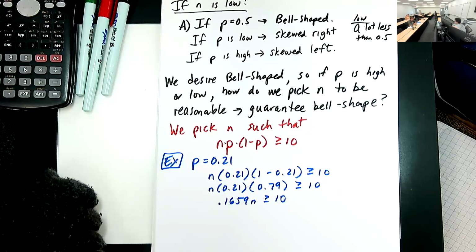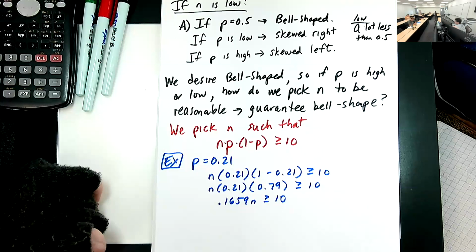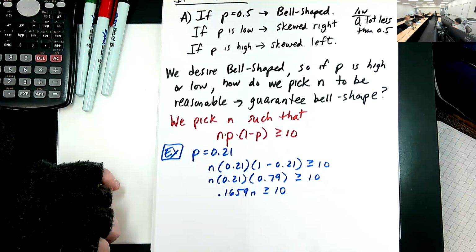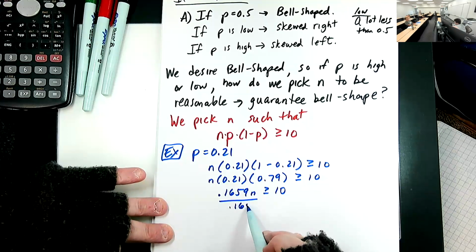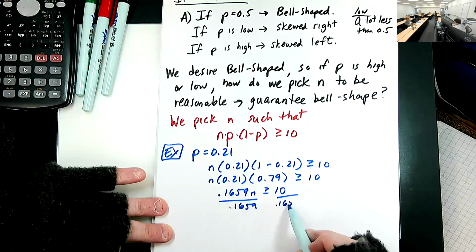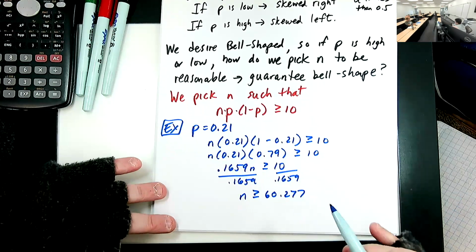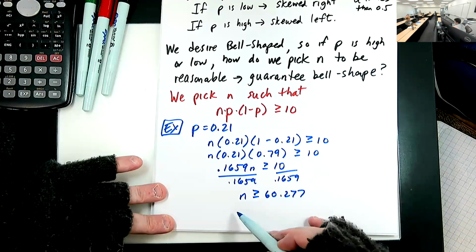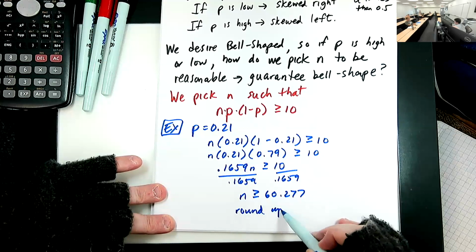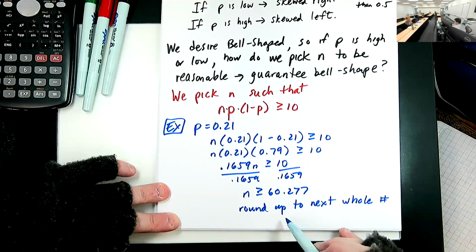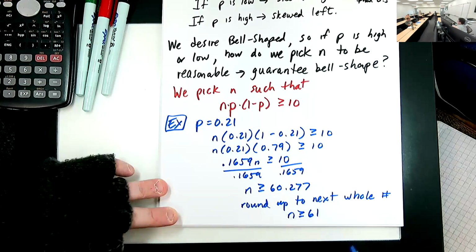So I'm having to do a little bit of algebra here. Finally, we'll divide both sides by 0.1659. And I get n is greater than or equal to 60.277. And in this case, you should always round up to the next whole number. So we want n to be greater than or equal to 61.